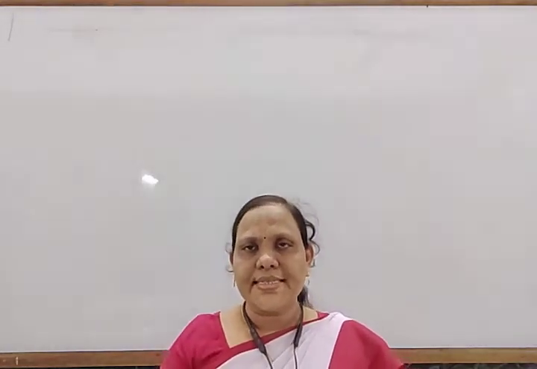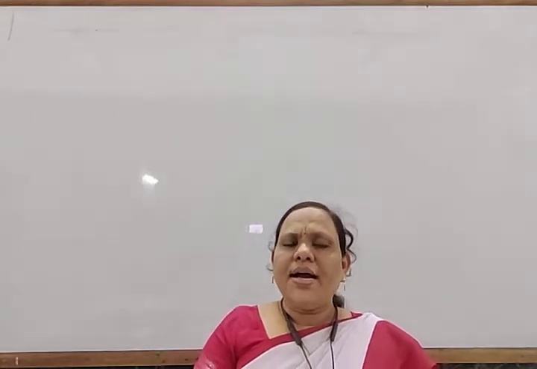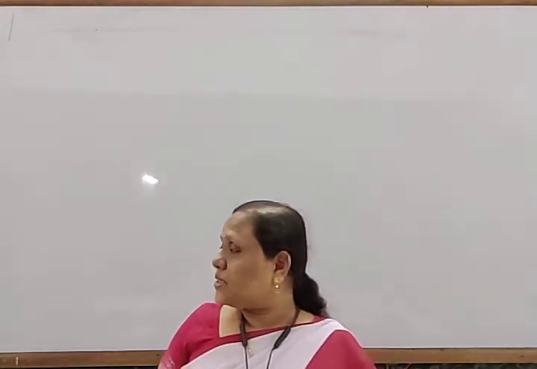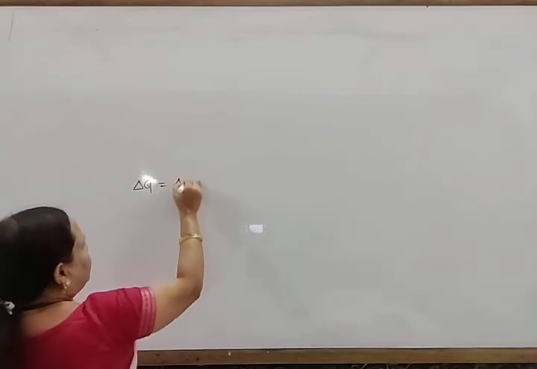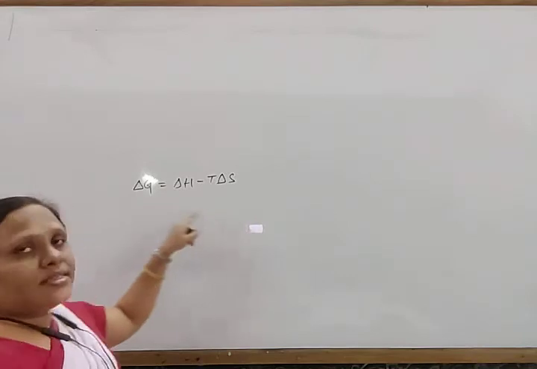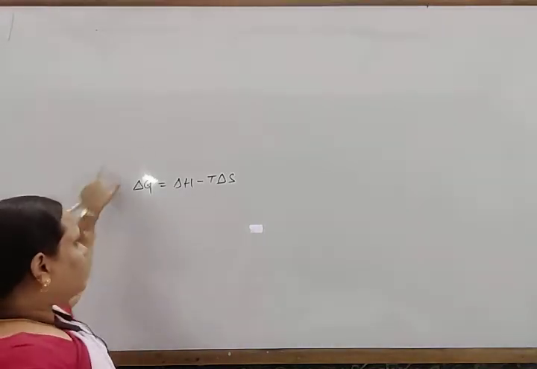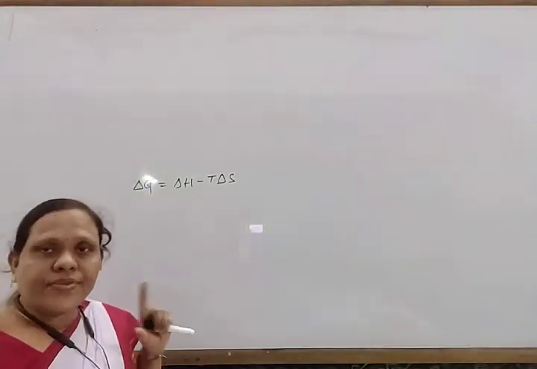Good morning, dear students. Last class we completed thermodynamics, the important equations of thermodynamics. In the last class we discussed that delta G is equal to delta H minus T delta S, which is known as the Gibbs-Helmholtz equation, and actually this represents the feasibility of a process.